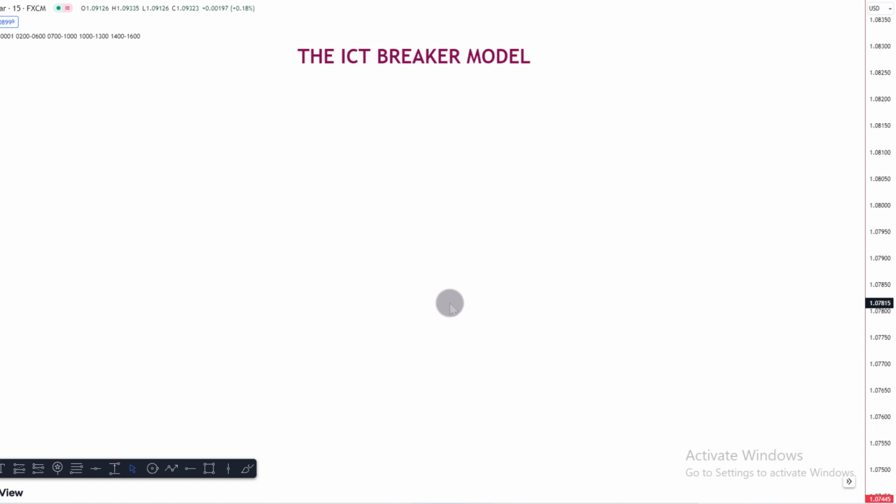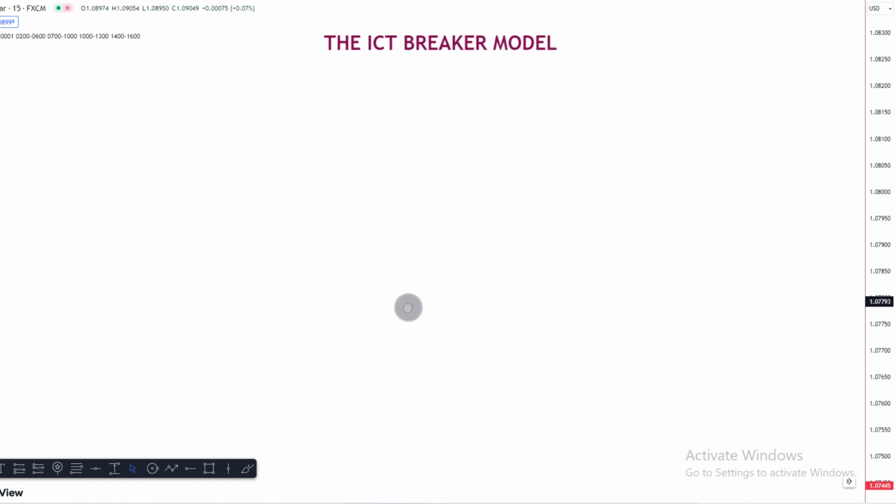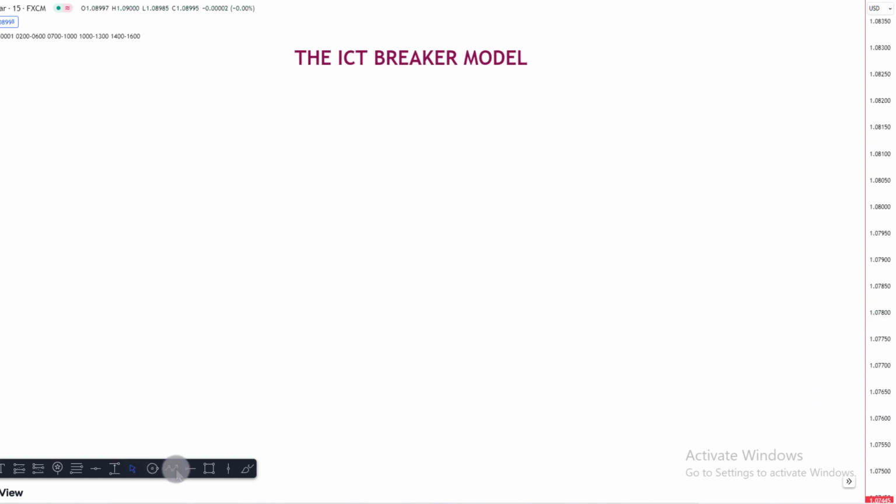So let's quickly look at this model using the breaker block. The ICT breaker is usually 2 types. We have the bullish breaker and the bearish breaker. So we're going to learn how to identify these 2 types of breaker blocks. The first I mentioned is the bearish breaker.